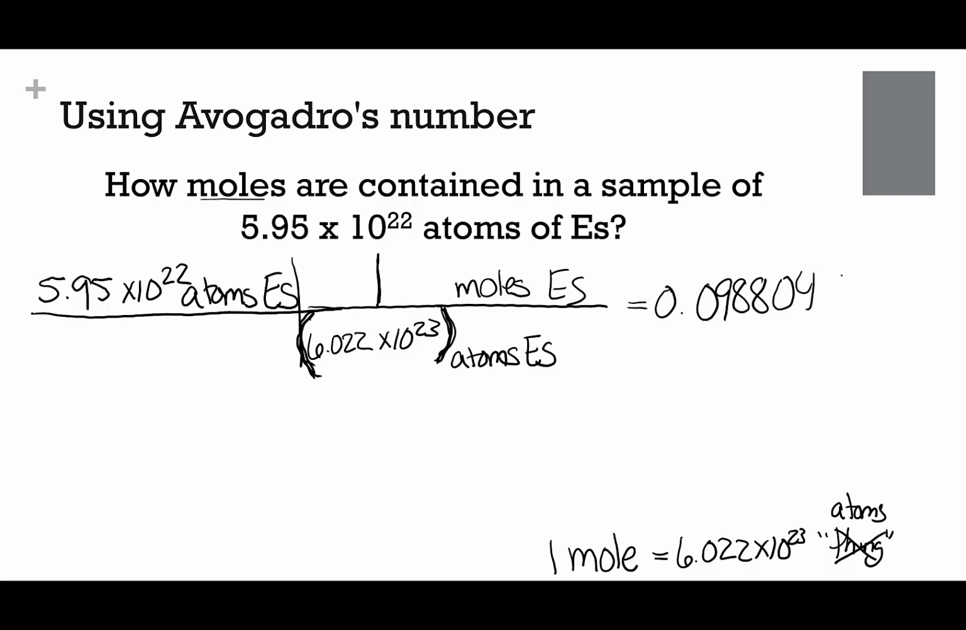Okay. Again, we need to consider significant figures. So we always go to this first quadrant, and I see that there are 3 sig figs. So when I report my answer, I can report just 3 sig figs, and that is moles of Einsteinium.